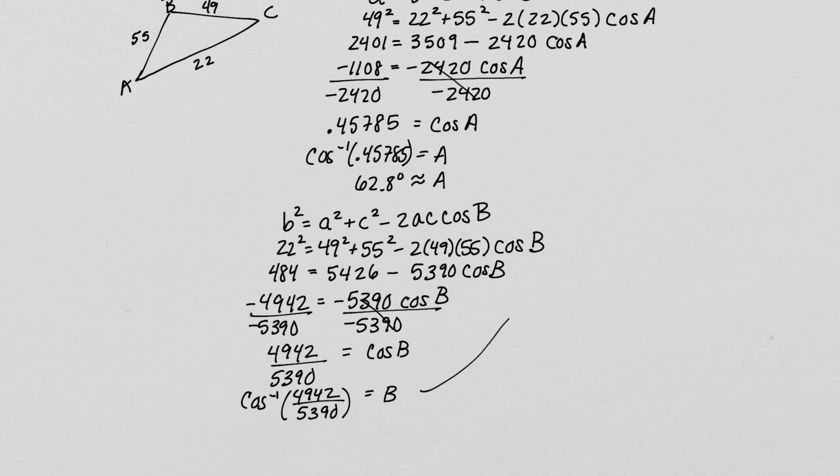And so I'm kind of out of room, so we'll come over here. So B is approximately equal to 23.5 degrees. So now I know that A is roughly 62.8 degrees, B is roughly 23.5 degrees, and so to find C is just going to be the 180 degrees minus 62.8 degrees minus 23.5 degrees. And so in this case, that's going to end up being 93.7 degrees.